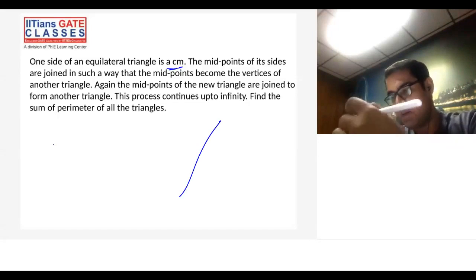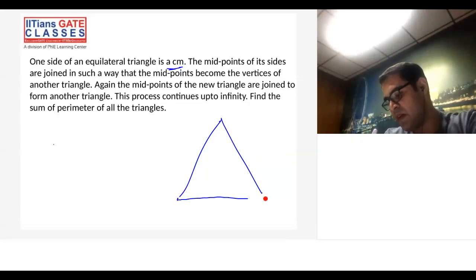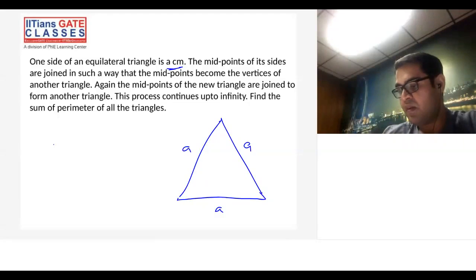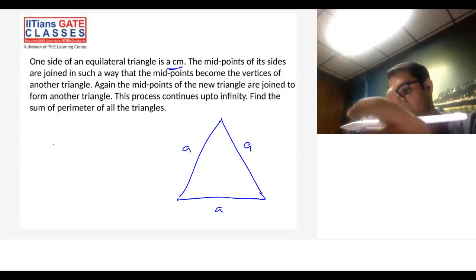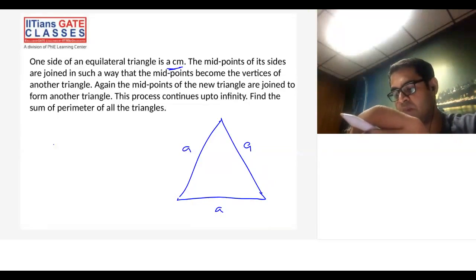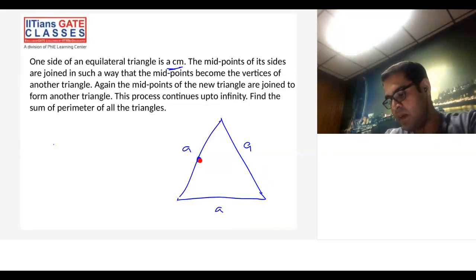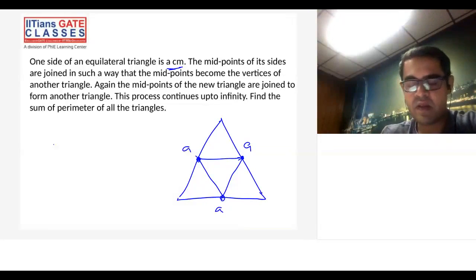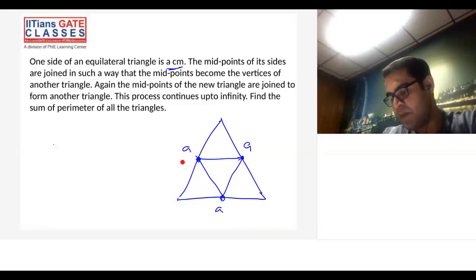They are saying one side of an equilateral triangle is a centimeter. Okay, this is a, this is a, and this is a. You know, it's an equilateral triangle, so all sides will be of the same length. Midpoints of its sides are joined in such a way that they become the vertices of another triangle. All right. So now see, this is a midpoint, right? So this length becomes a by 2. This is a midpoint, so this length also becomes a by 2.